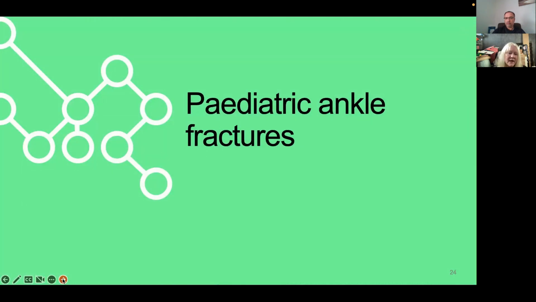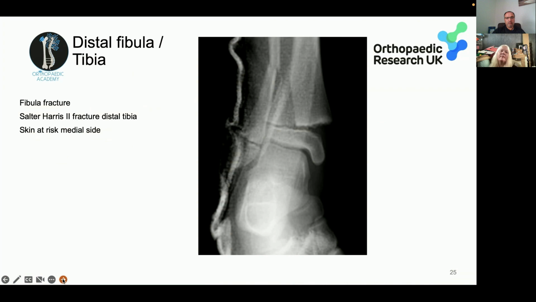Right, let's have a quick look at pediatric ankle fractures. So I haven't gone through the Salter-Harris classification because it was covered in one of the other lectures. But if we look at this one, we've got a distal fibular growth plate. We've got a distal tibia growth plate. Our fibula fracture is up here. So we've got a distal fibula fracture. And if we look at the tibia, we've got the epiphysis here with the medial malleolus. We've got this metaphyseal fragment here, and our fracture line has gone through here and through here. And here's the other fragment.